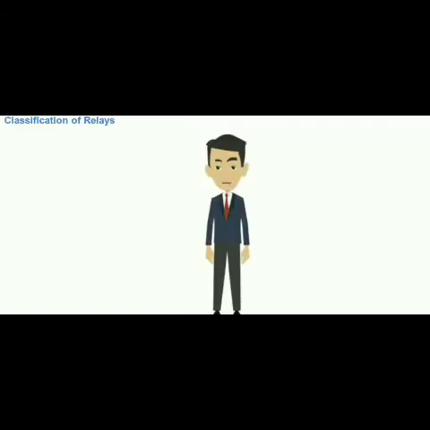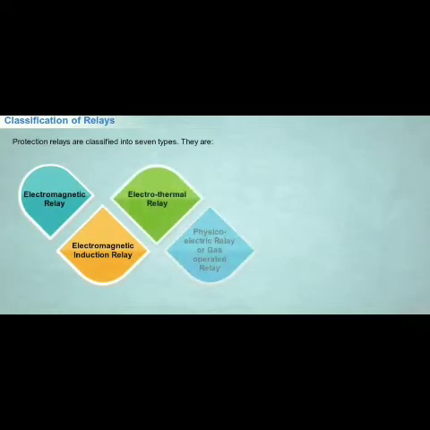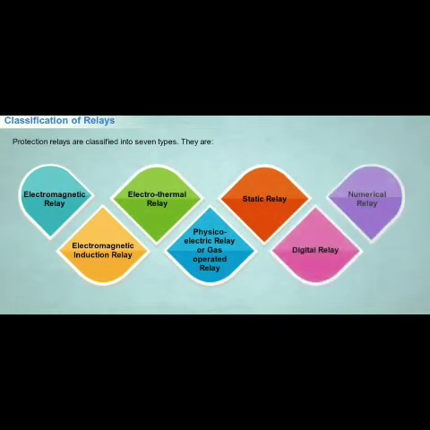Let us now discuss the classification of protection relays. Protection relays have evolved over time and have undergone many changes. They are classified into 7 types. They are listed on your screen, starting from the oldest, electromagnetic relay, to the latest one, numerical relay. We will discuss each of them in detail further.